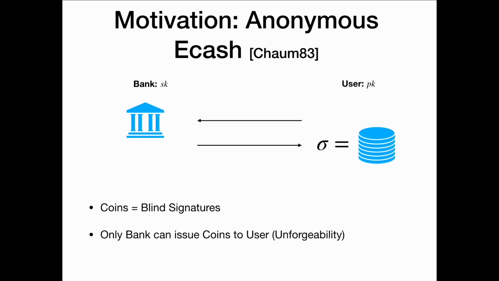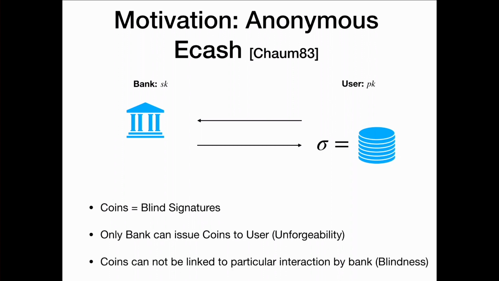Now the second property that we would like from cash is sort of the physical attribute that cash has, which is that it is untraceable and anonymous upon spending. And this can be ensured via the blindness property, which basically says that when a coin is spent, then the bank cannot link it back to a particular issuing of this coin.